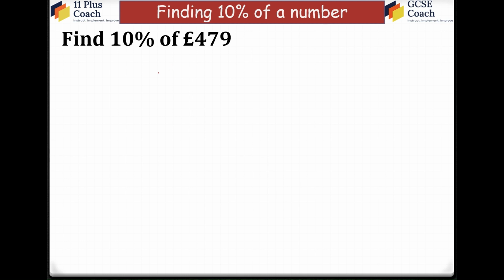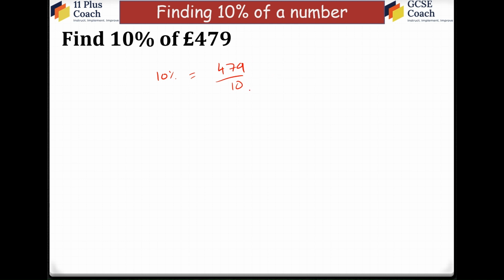So now I have £479. I need to find 10% of £479. Now, how would I go about doing this? All I need to do is 479 divided by 10. Now, if you haven't seen the video on what happens to a number when you divide it by 10, 100, and 1,000, go and watch that video first. You will understand what I'm going to do next. It will make more sense then.